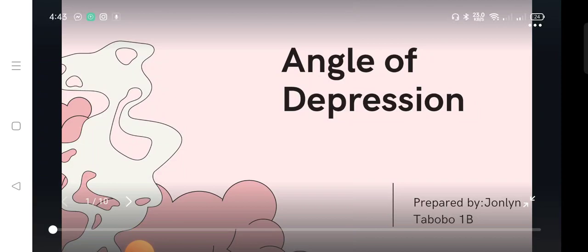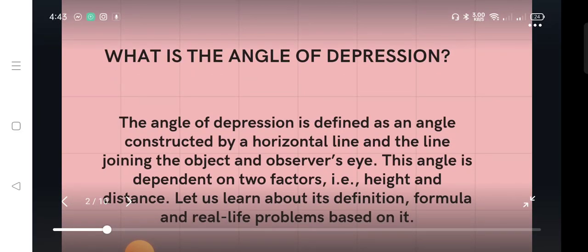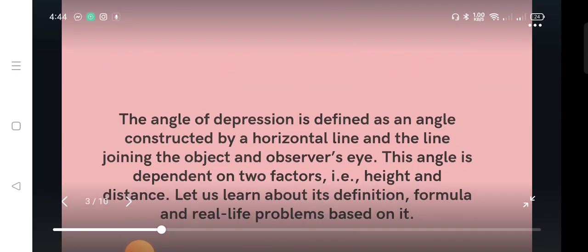So my topic for today is all about angle of depressions. So what is angle of depressions? The angle of depressions is defined as an angle constructed by a horizontal line and the line joining the object and observer's eye. This angle is dependent on two factors, height and distance. Let us learn about its definitions, formula, and real-life problems based on it.